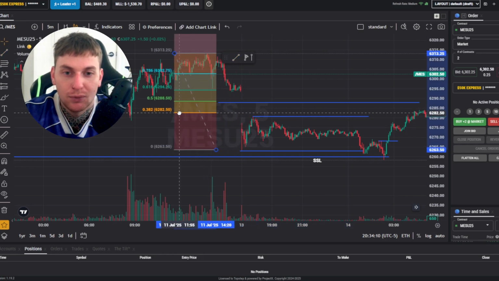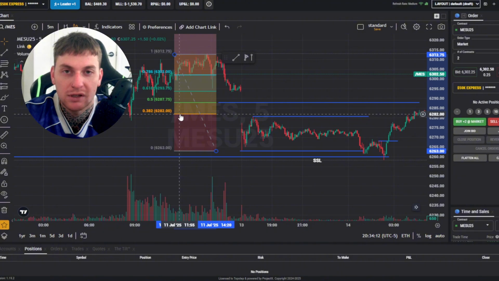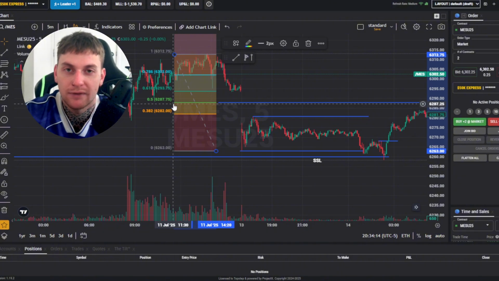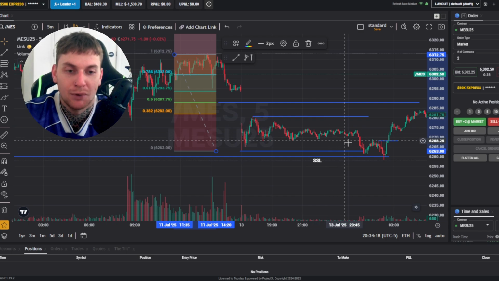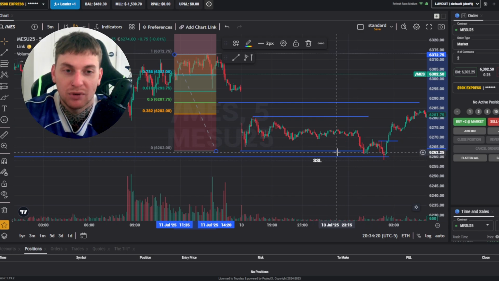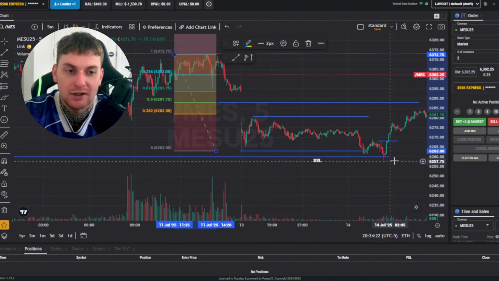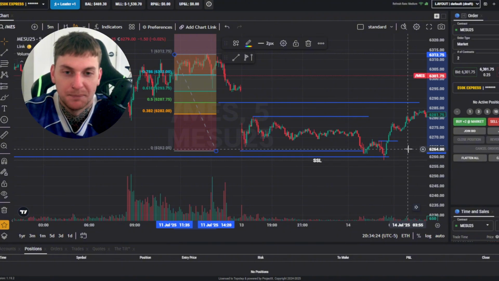And price likes to do 4 things, right? It likes to generate liquidity, it likes to hunt liquidity, it likes to fill inefficiencies, and it also likes to return to equilibrium. So knowing that we just had an accumulation, a manipulation, and now we're in the distribution stage, we're going to be looking for somewhere to target, right?